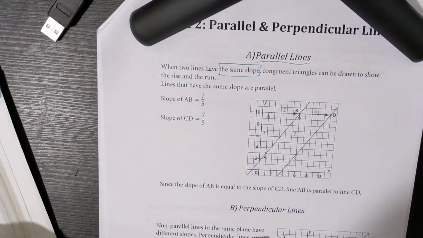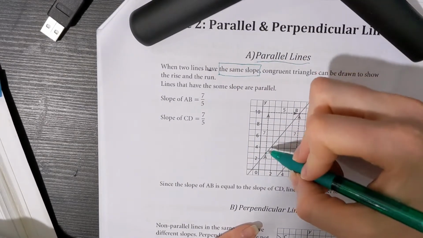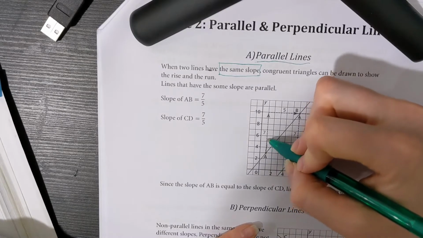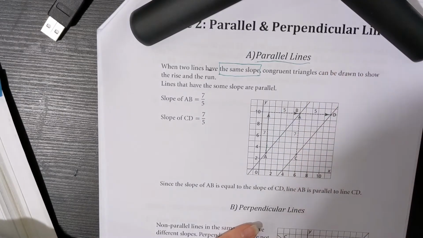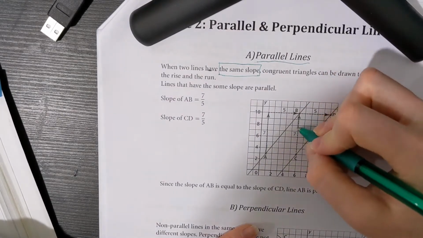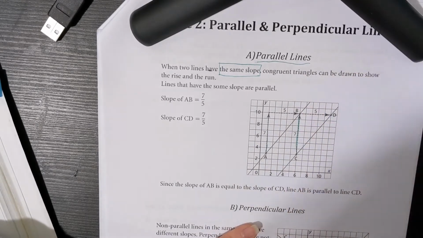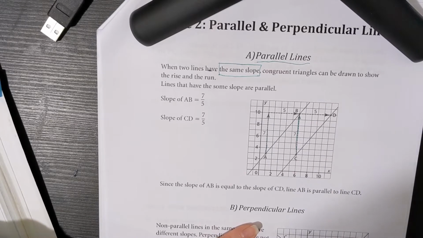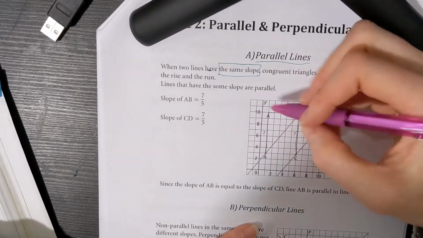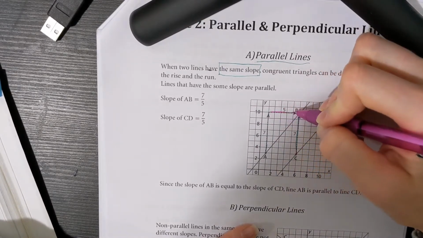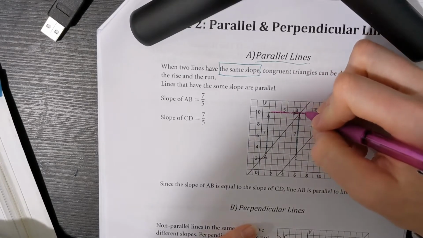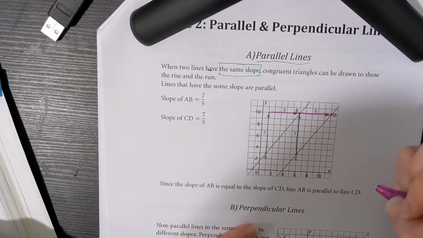congruent triangles can be drawn to show the rise and the run. Okay, so we have the same triangles. So if we look here, we have 7 up and 7 up from a place that's just on the same axis. And then 5 as our run, 5 as our run.